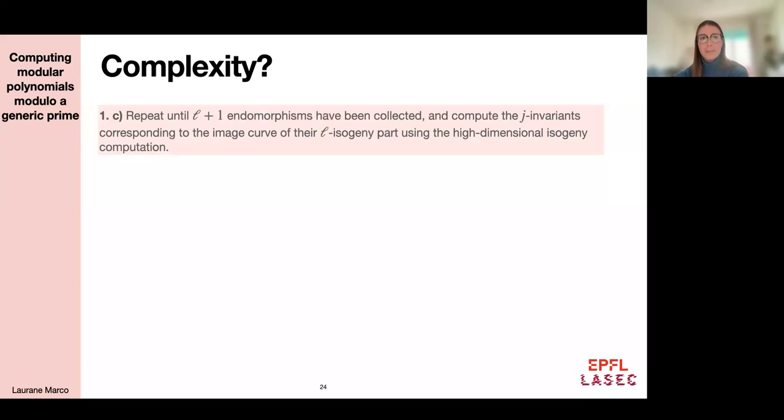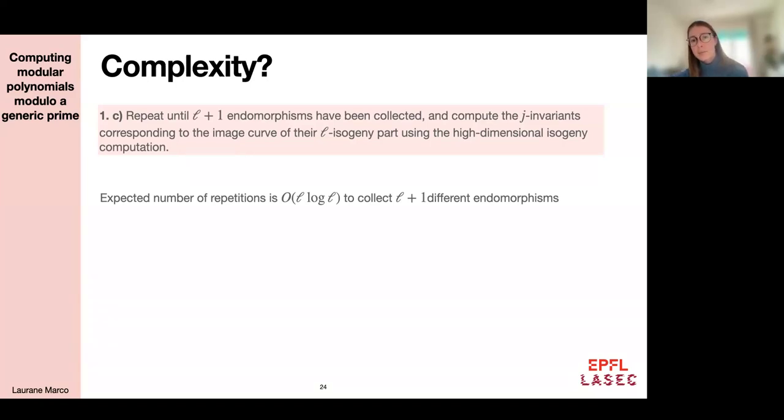All right. Then we need to repeat this until we've collected enough endomorphisms and then do the HD computation. So assuming that the endomorphisms that the full represent integers output are sort of random, you need to repeat it about O of L log L times. We've tested that in practice, and our experiments match this estimate. And then you need to compute your L plus 1 higher dimensional isogenies.